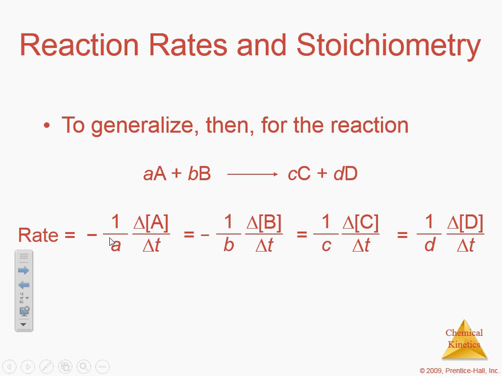So 1 over our coefficient is always going to have that rate. So negative 1 over a is equal to negative 1 over b, which is equal to 1 over c, which is equal to 1 over d. And then we're going to take the change in concentration divided by the change in time for all of those.